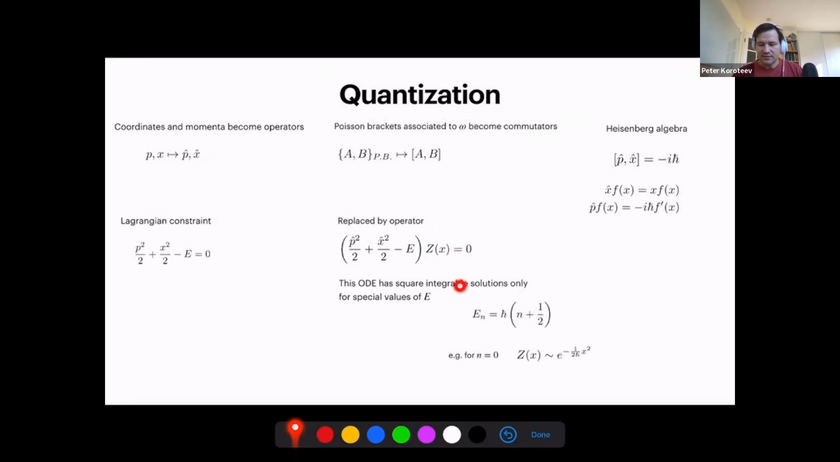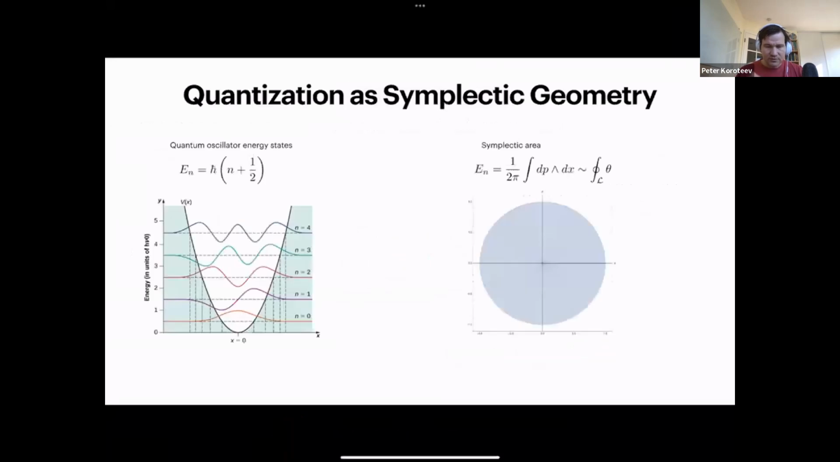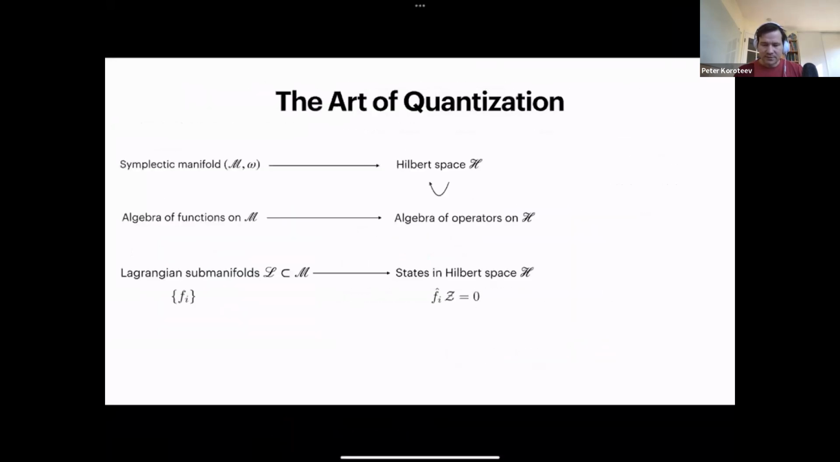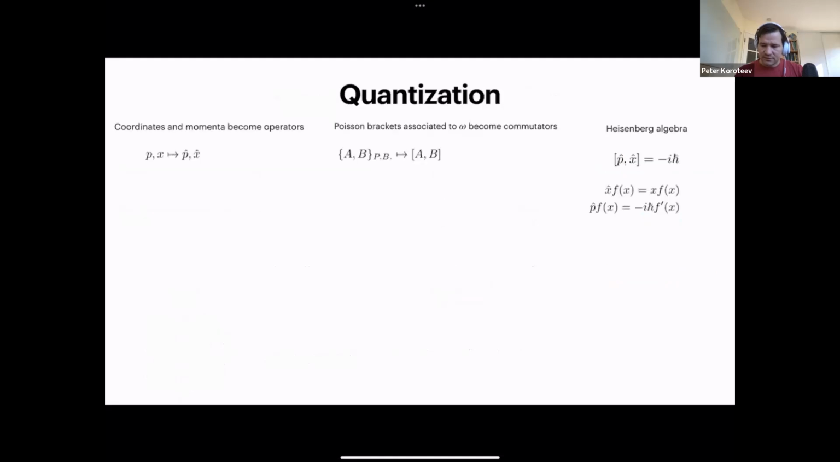And here, the quantization condition, which I mentioned on the previous slide, will be manifested as follows. This is a second order ODE, so P squared is basically negative h bar f double prime, plus the potential. If we require boundary conditions at infinity, so that the solutions are square integrable, that would disallow all values of E but this discrete set. So for example, for n equal to 0, we get this famous Gaussian. So Z would behave like this orange curve at the bottom. Okay, so that was the reminder, which I'm sure everybody knew.